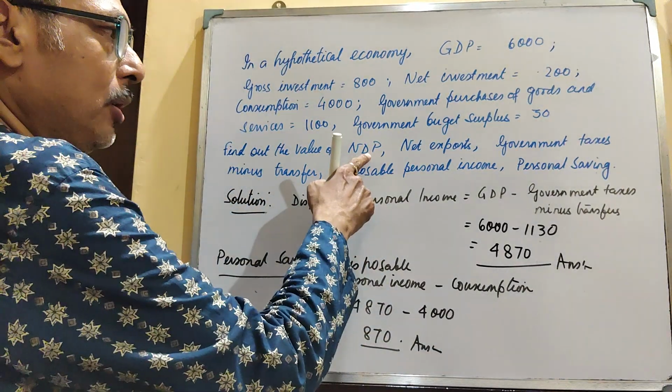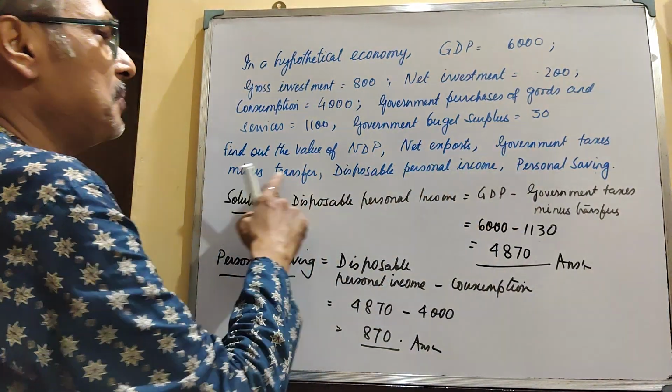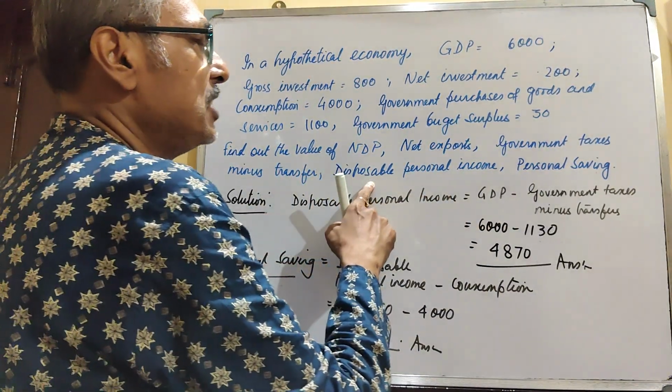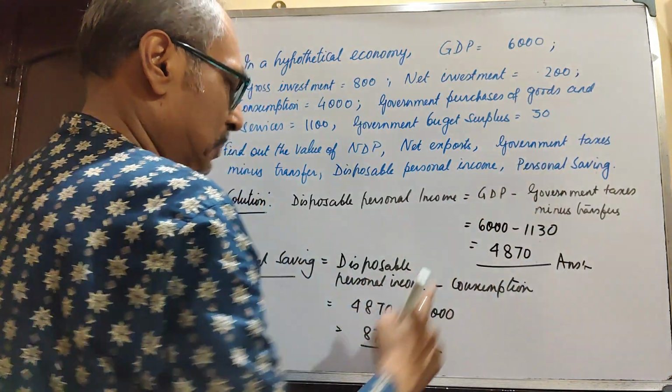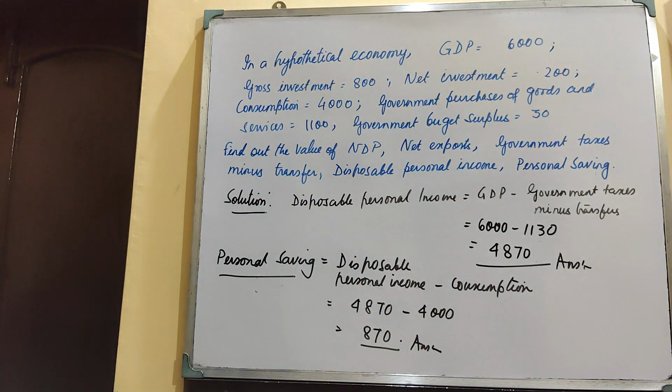We have done all: NDP, net export, government taxes minus transfer, disposable personal income and personal saving. I hope everybody understood the solution of this question.